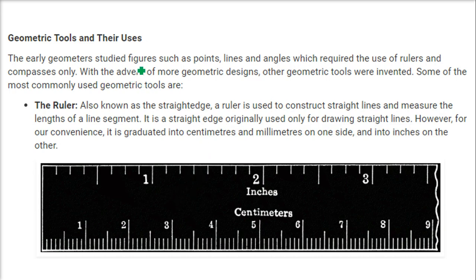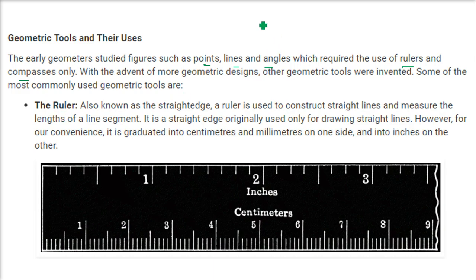So we have seen that the figures which early geometers studied, like the points, lines and angles, were made by rulers and compass only. But now, if you see more geometric designs, there are more geometric tools that were invented. The first one is the ruler.